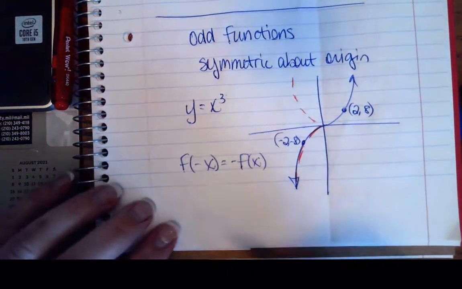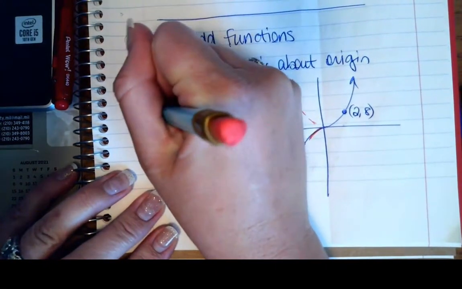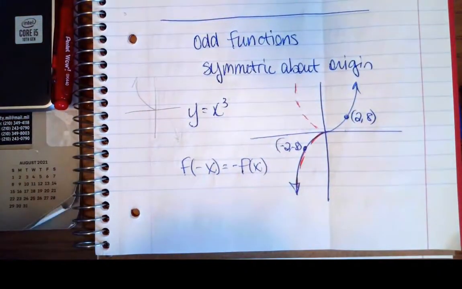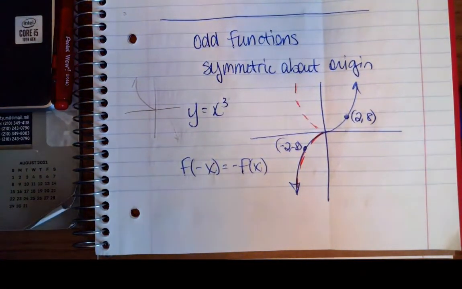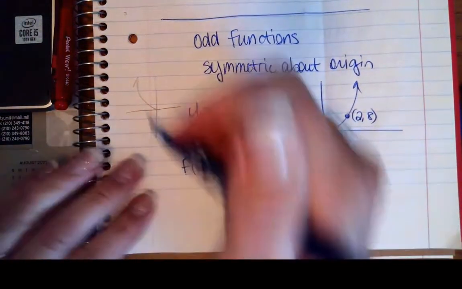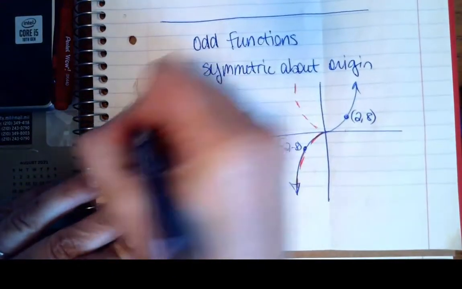If I flip this thing, so let's go to, I've got negative x cubed. My stupid pencil just ran out of lead. Okay, give me a second. Here we go.